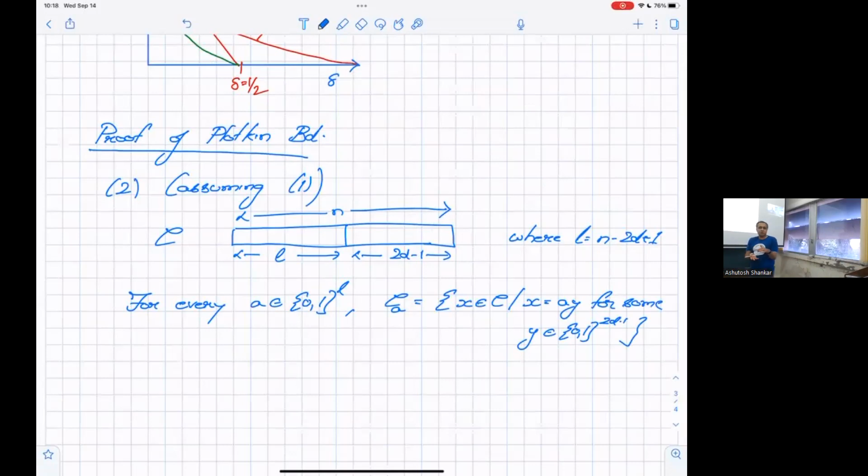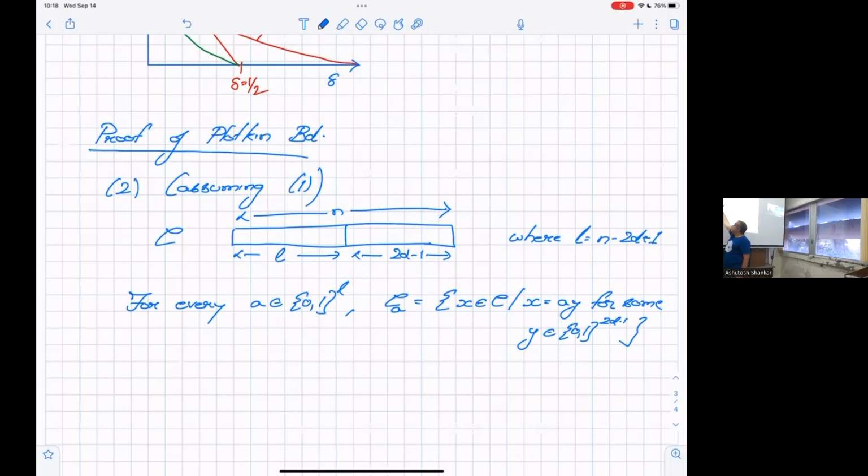Notice that CA is also a code. It's over a large alphabet, but you can basically drop off the first L symbols, because all the code words share the same L things. If you look at a specific CA, all the first L things look the same. So actually the block length is only over here, and the whole distance has to come from these 2D minus 1 locations.